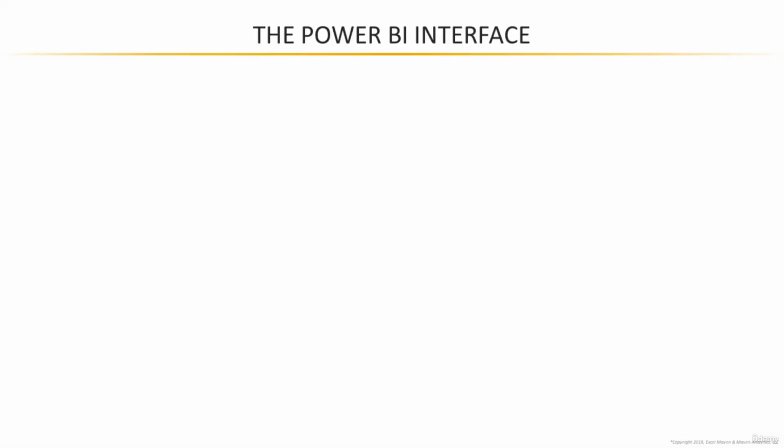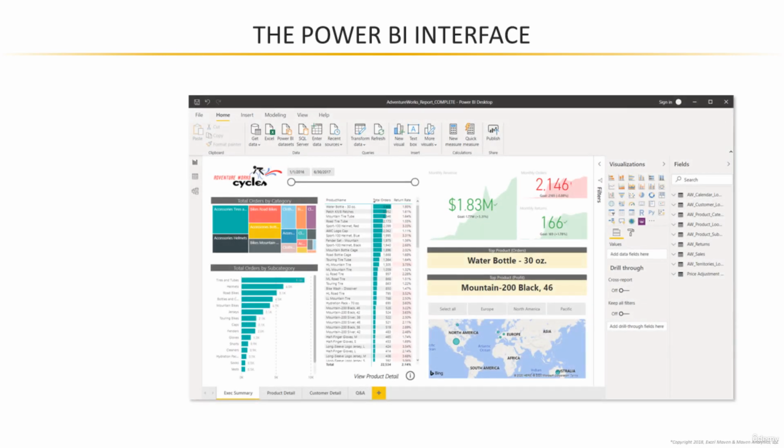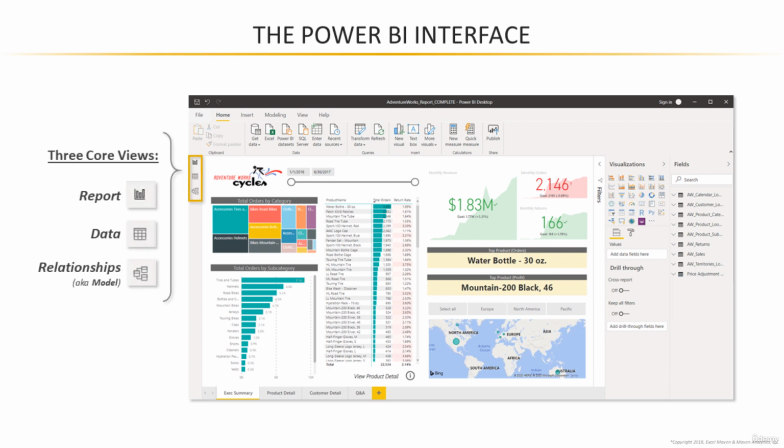Let's talk about the Power BI interface and workflow. So when you open up a Power BI Desktop file, it'll look something like this. We're going to dive into each of the specific menus and panes and options here as we move through the course. But what's important to pay attention to now is this set of three icons on the left side of the screen. These are your three core views that represent the entire Power BI universe. You've got your report view, your data view, and your relationships view.